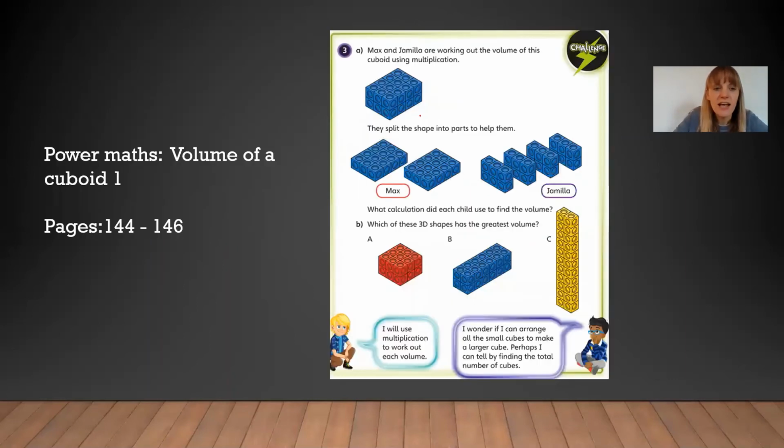All right. Okay, so your work today, you're going to be working in your Power Maths books, volume of a cuboid 1. You're going to be working on pages 144 to 146, and a lot of the work that you're doing today is going to be looking at counting the cubes, can you split the layers, multiplying them together, and seeing how you can work out the volume in quite a visual way. If you finish all that work and want to have a go at the challenge, here it is for you to have a go at.